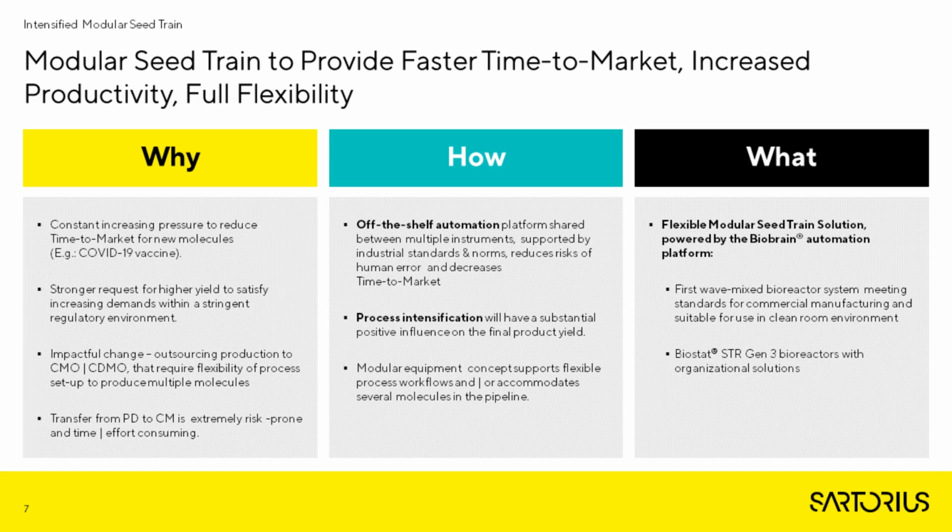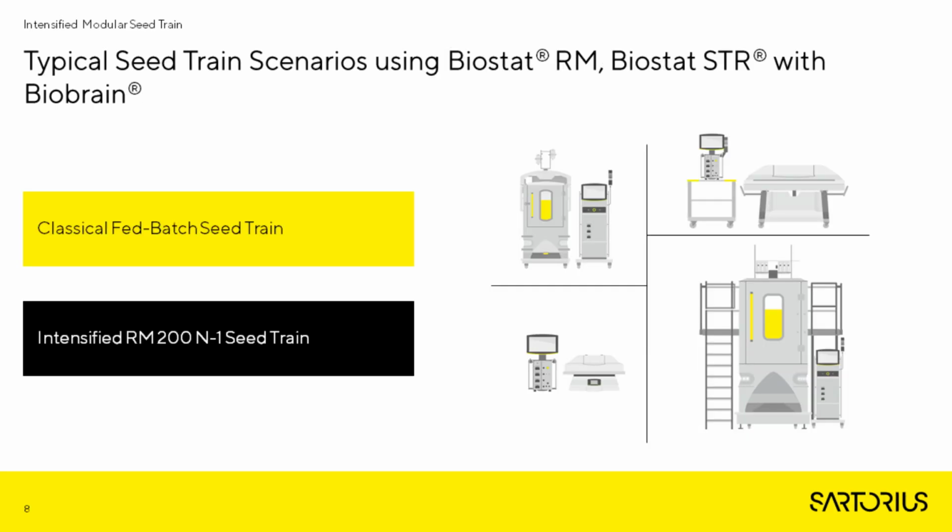So tying up these two sections that I presented to you today would be our product proposal, which is a flexible, modular C-Train solution that is powered by the BioBrain automation platform. The C-Train offering from Sartorius consists of two components. The first one is the first-in-class wave-mix bioreactor system that now fulfills commercial manufacturing norms and is suitable for use in a clean room environment. And the second player in this proposal is the Biostat STR Generation 3 bioreactor that comes with multiple configuration solutions.